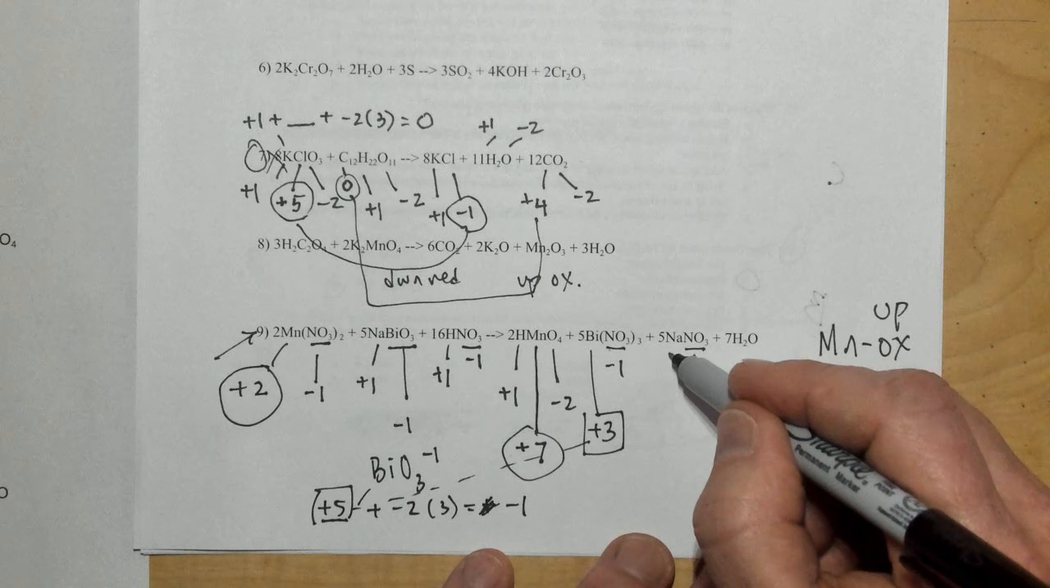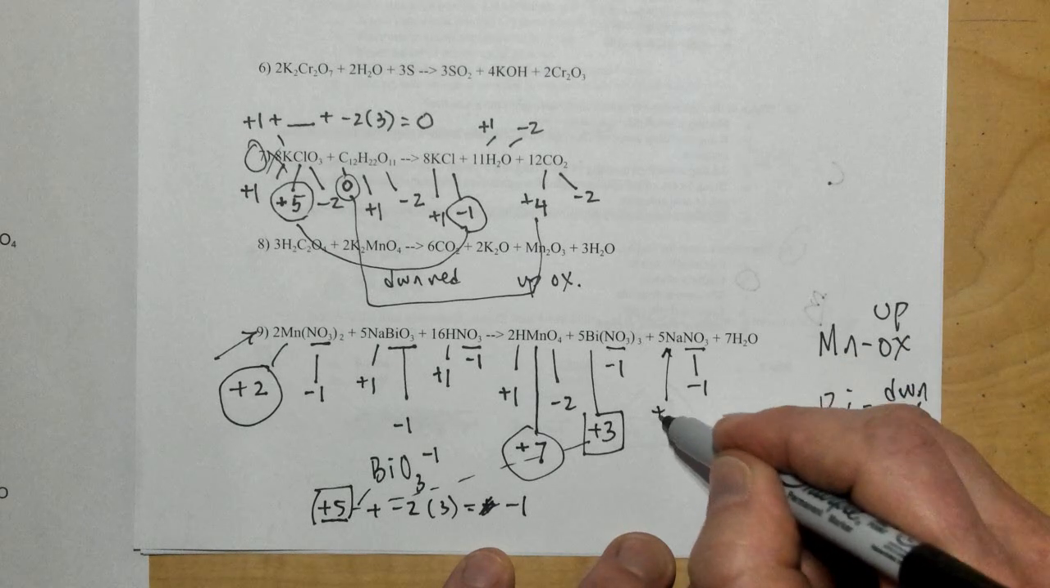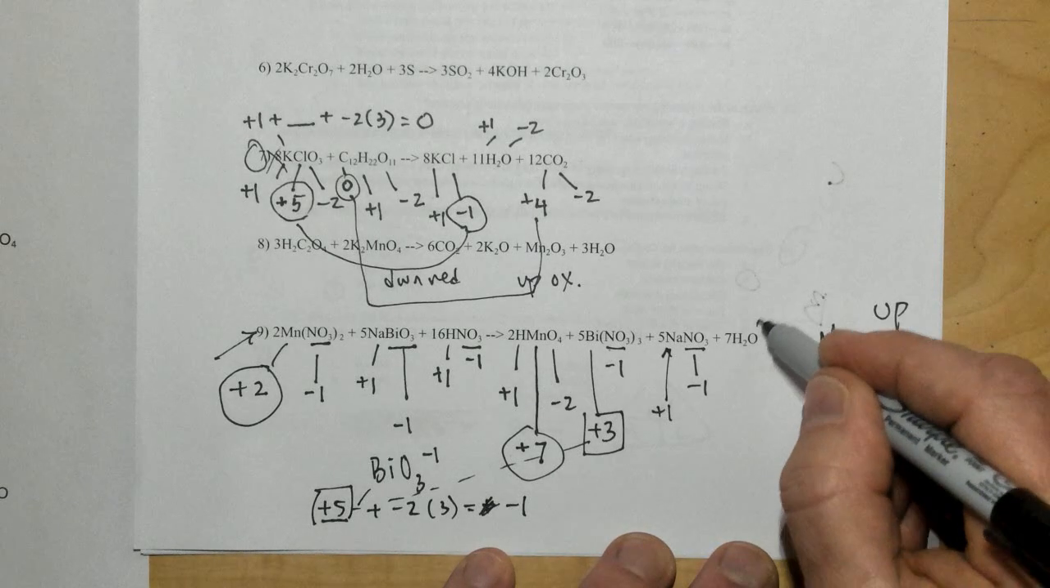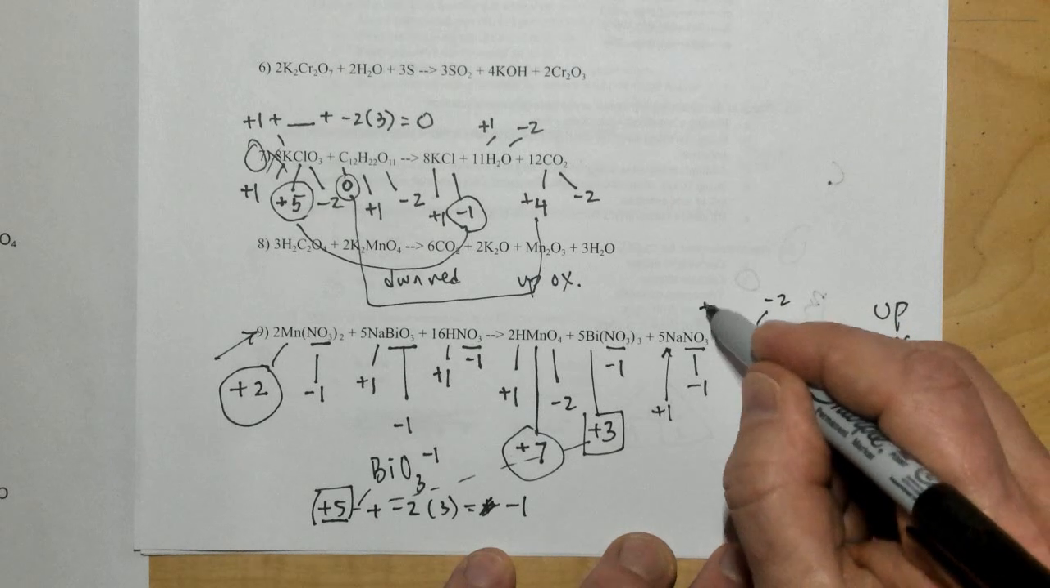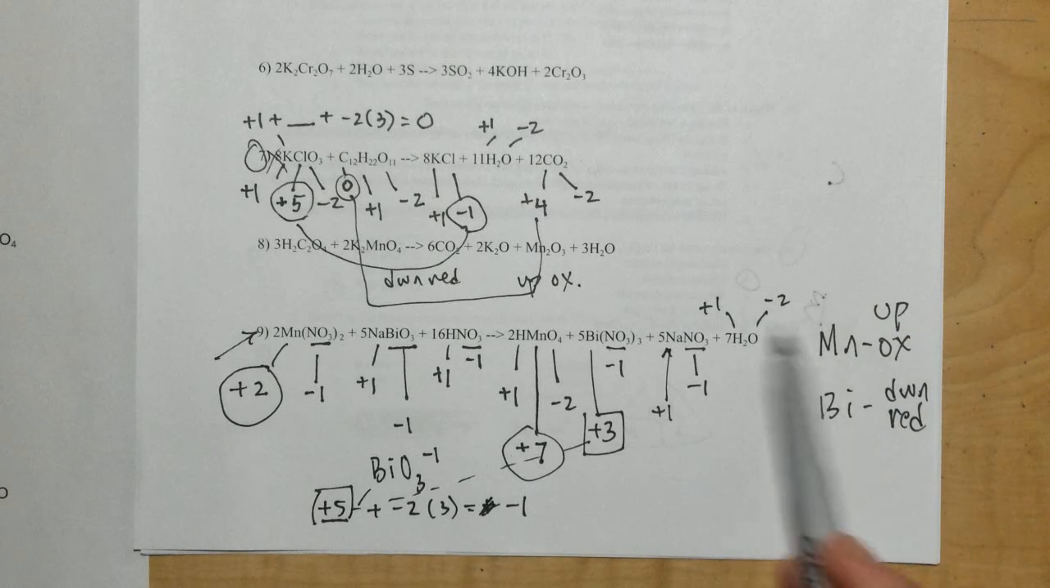Let's go through and finish to make sure I didn't do something wrong. Sodium would be +1 to go with the -1, and I have my water here that's -2 and +1 here again, and those are the same as on the other side.